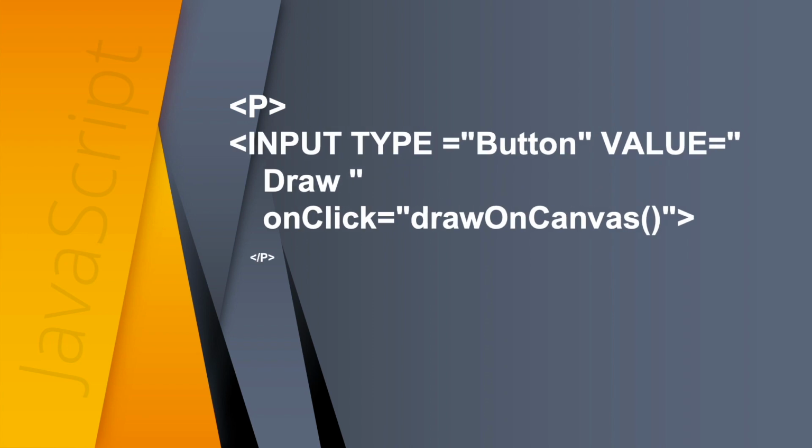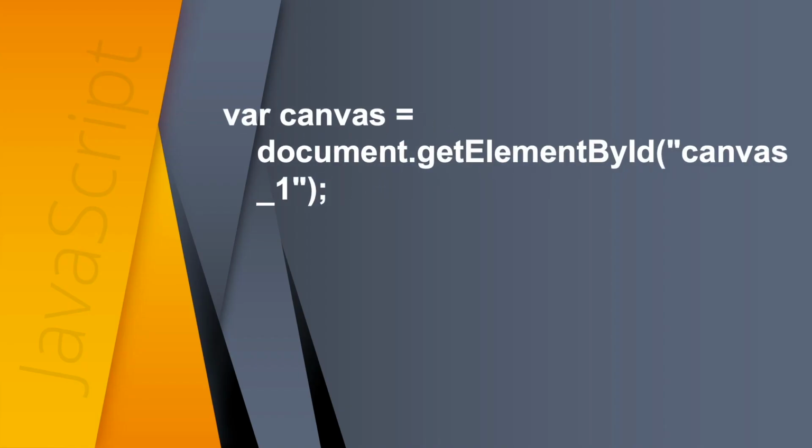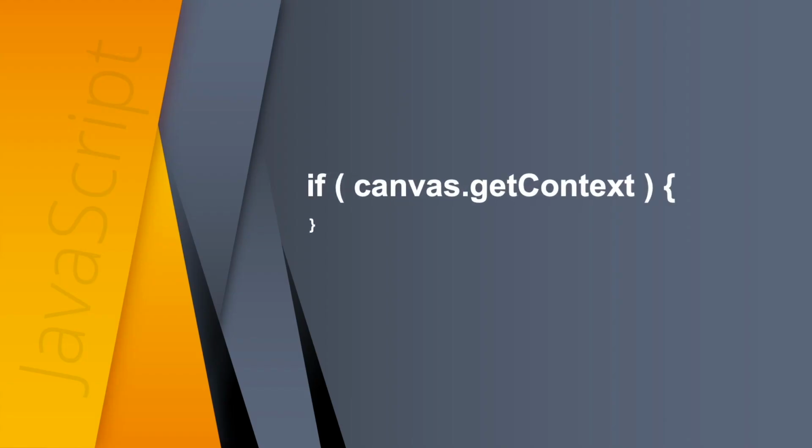Let's also add a button to the page. When the button is clicked, a function can be called that draws to the canvas. We have p, input type button and value equals draw, onclick equals drawOnCanvas. The first line for our draw canvas function is this: var canvas equals document.getElementById canvas1. This just gets a reference to the HTML canvas in between the two body tags.